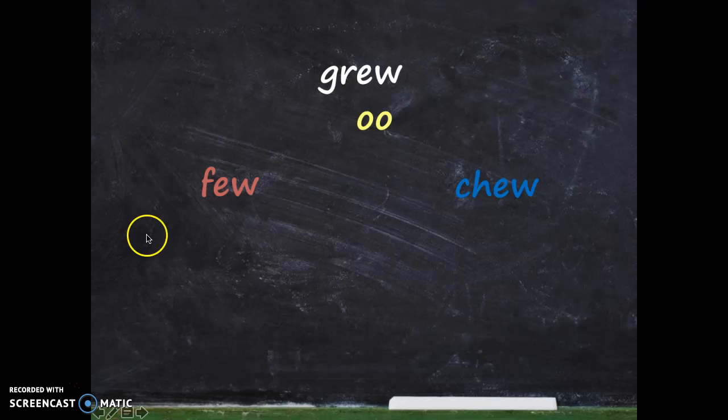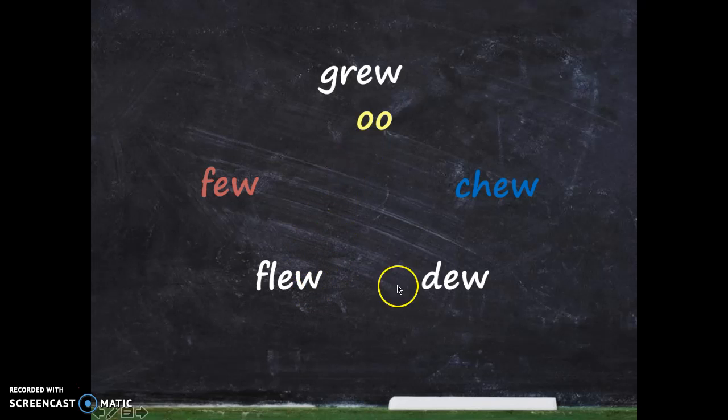Do you see how all 3 of these words are spelled EW, but they make the OO sound that we would normally spell OO? So far we have learned a few ways that we can make the OO sound with different spellings.